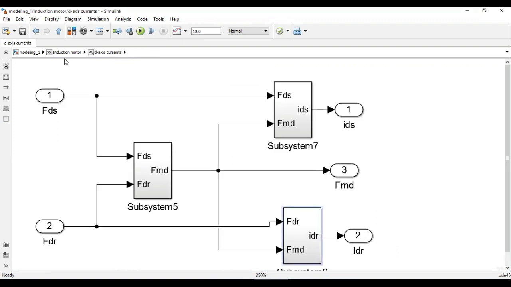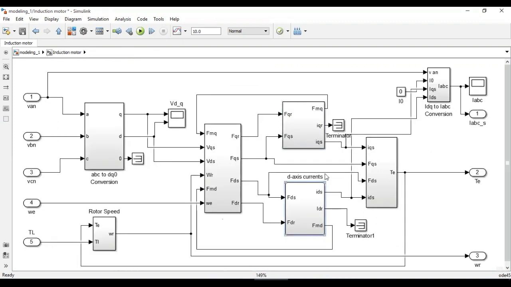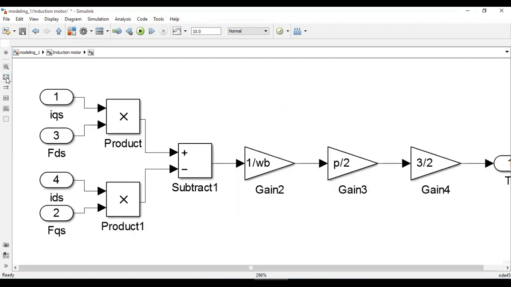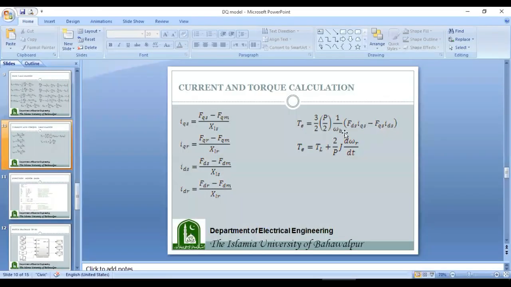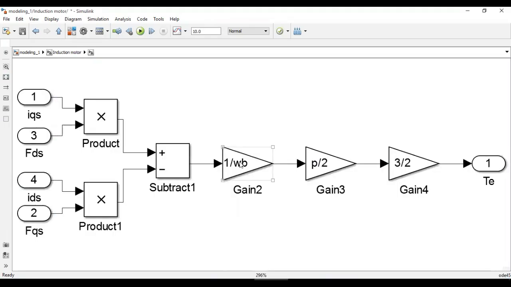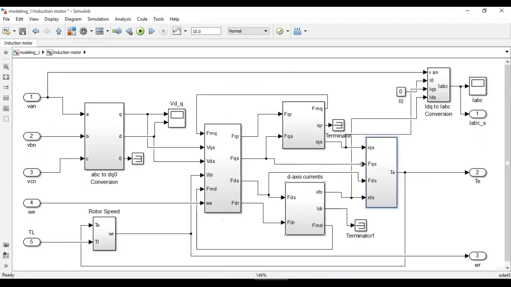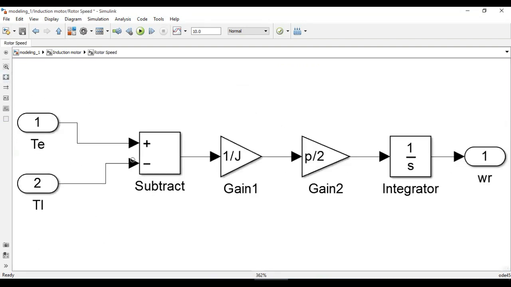And after calculating these currents and the fluxes, we will calculate the electromagnetic generated torque. So this torque is calculated in this block, and here you can see we have IQS into FDS minus IDS into FQS. Okay, it will be divided with omega B. This is 1 over omega B multiplied with P by 2 and then multiplied with 3 by 2, and it will be giving us the electromagnetic torque. And that electromagnetic torque is used in this block. This is the load torque, and they will be used to calculate omega R. So this is TE minus TL. This is 1 over J.